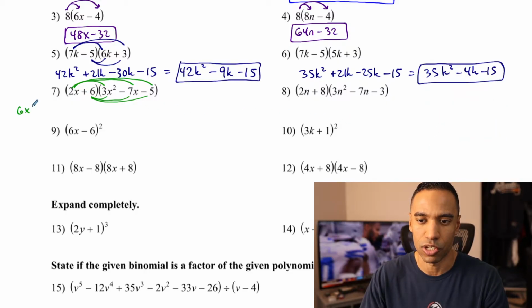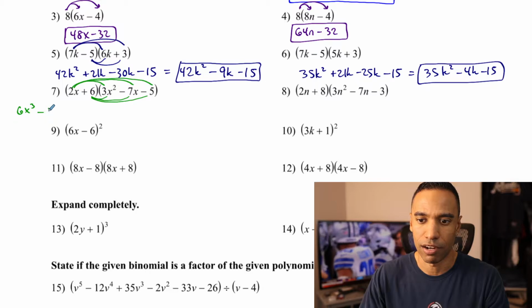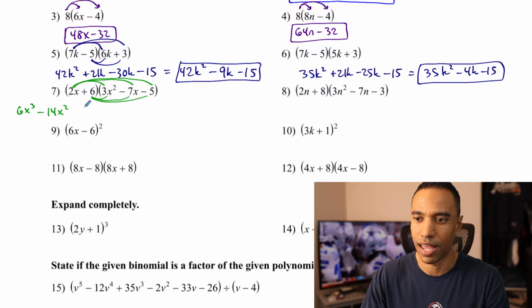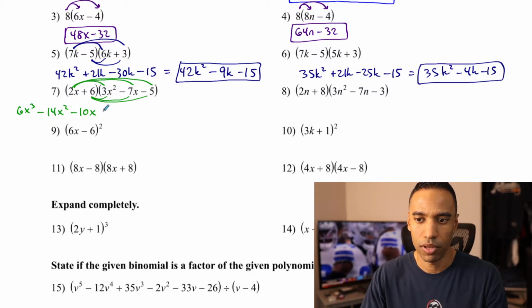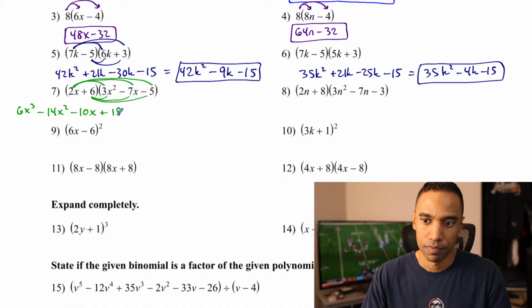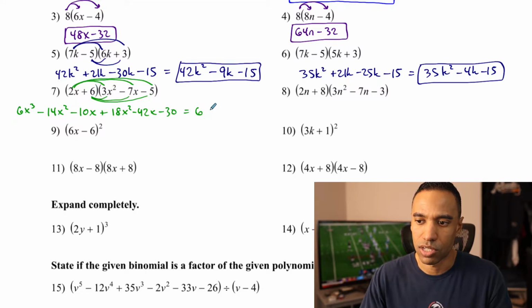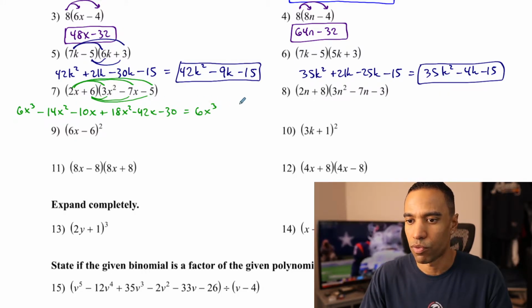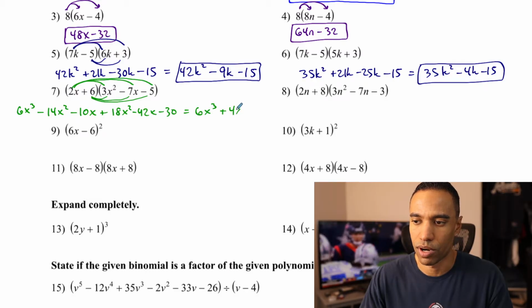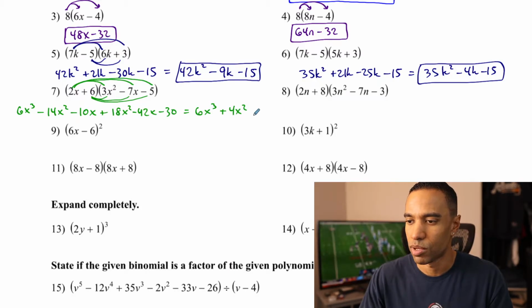I got 6x cubed, and then negative 14x squared, and then negative 10x, plus 18x squared minus 42x minus 30. Now this combines to 6x cubed minus 14x squared plus 18x squared is 4x squared, minus 10x minus 42x is minus 52x, and then minus 30.